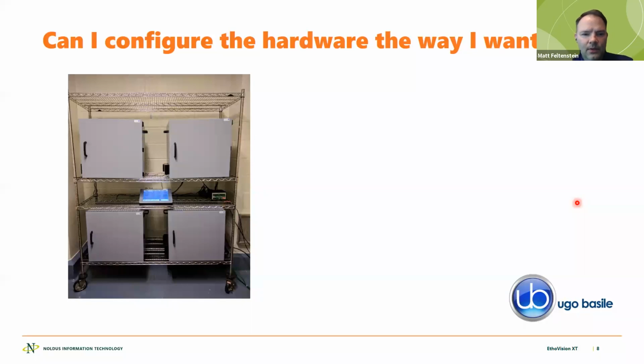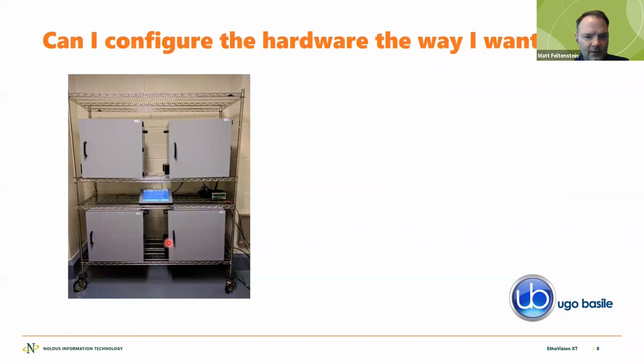So we have the cubicles, we have the hardware. Again, we have the shock, the light, the tone, the white noise, et cetera, different hardware. But how can you configure this hardware the way that you want? Yes, you can. So here, this image on the left is a 4 fear conditioning setup.